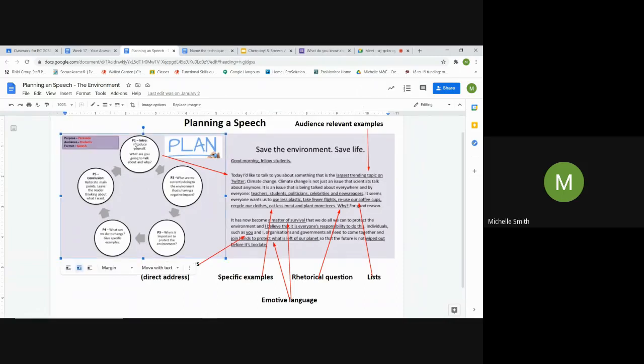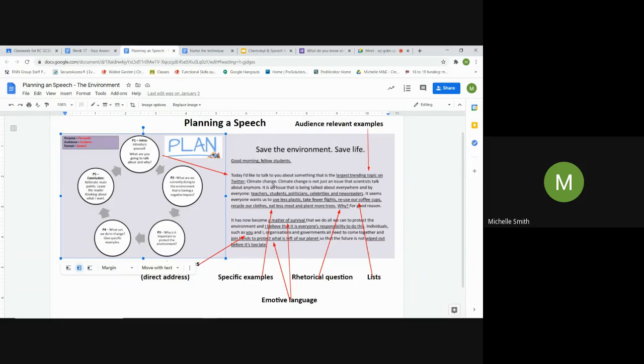So you can see my paragraph 1 is my introduction. So I've put introduce yourself. What are you going to talk about and why? That's fair enough for a speech, isn't it? And you can see there in the example speech that I've written, it says, "Good morning, fellow students. Today, I'd like to talk to you about something that is the largest trending topic on Twitter, climate change."